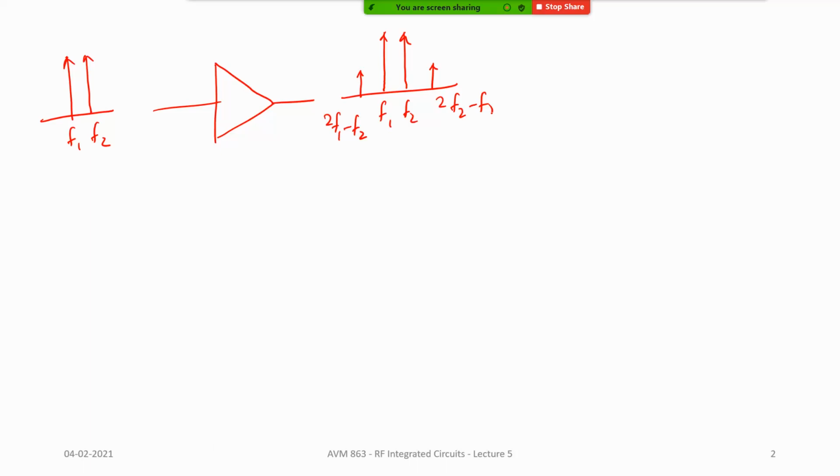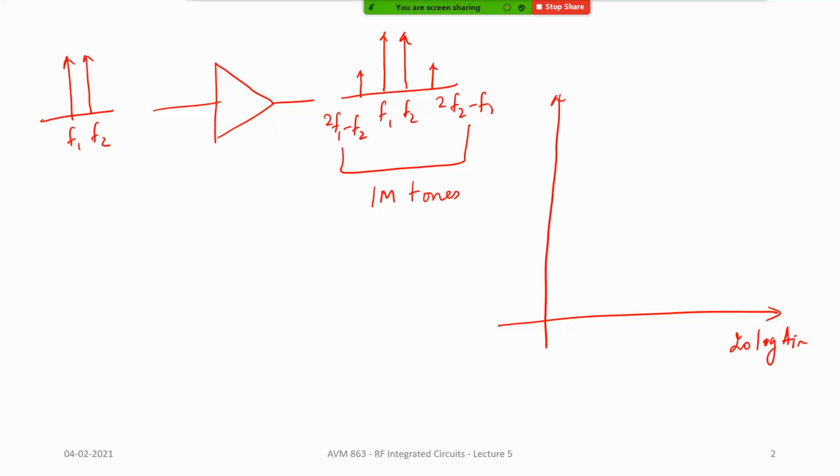All right. So these are what are called the intermodulation terms, or IM tones. Towards the end of last class, I also showed you, if you take the x-axis to be 20 log of A in, and on the y-axis 20 log of A out, you plot the fundamental component F, and you're also plotting 20 log of the IM components.